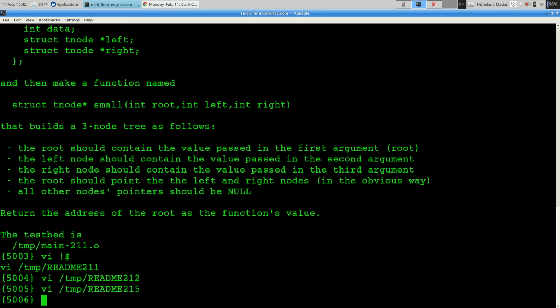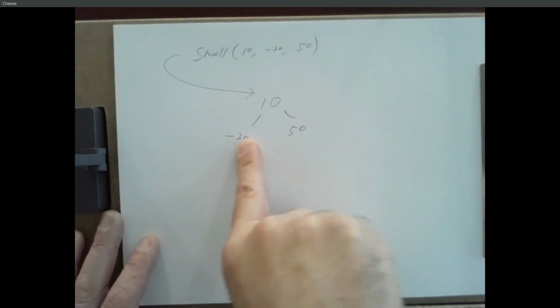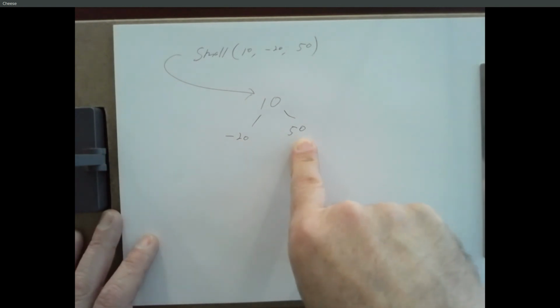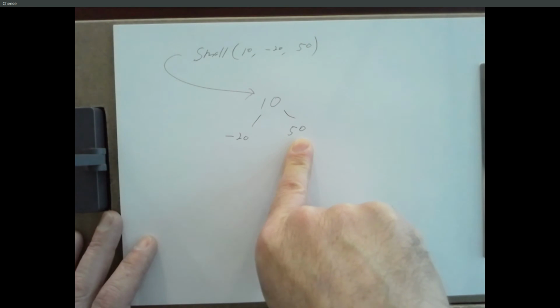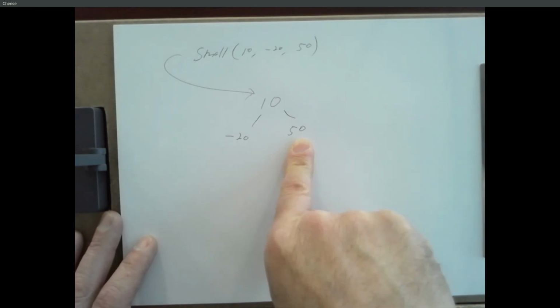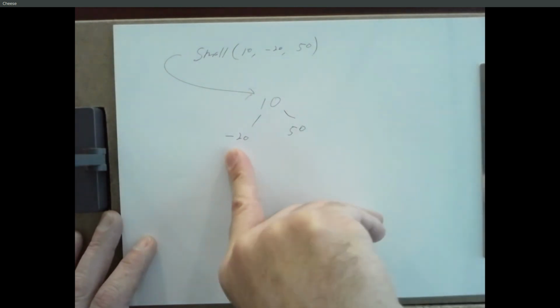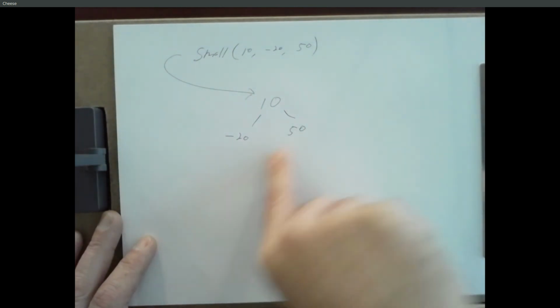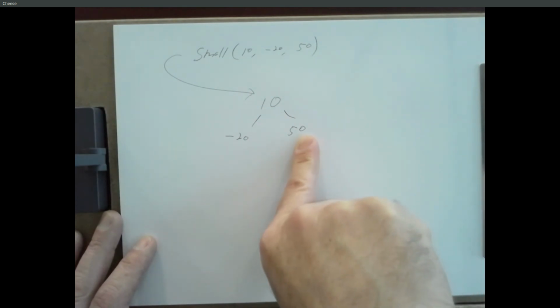So how do you do this? Well, you're going to do malloc 3 times to create your 3 nodes. So malloc struct T node, call it root, malloc another struct T node, call it L, malloc another struct T node, call it R, and then write a bunch of assignment statements to set this thing up the way you want. So whatever your root is, set the data equal to this, set left equal to whatever that left node is that you created, set this node arrow right equal to whatever the right node is you created.